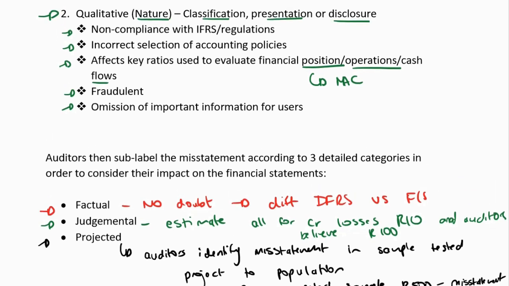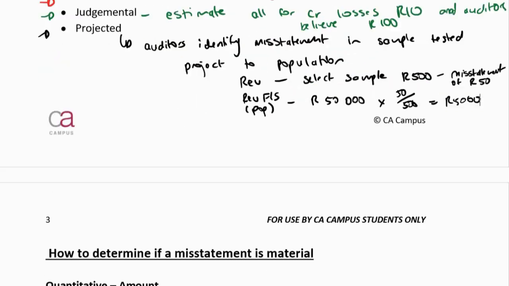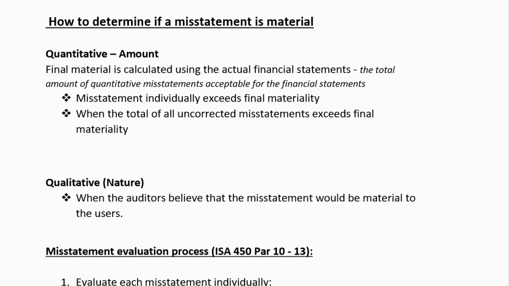We pick up misstatements throughout the audit and we classify them as quantitative or qualitative, and then we subclassify them as factual, judgmental, or projected in order to take it to management. Okay, so how do we now know if a misstatement is material?